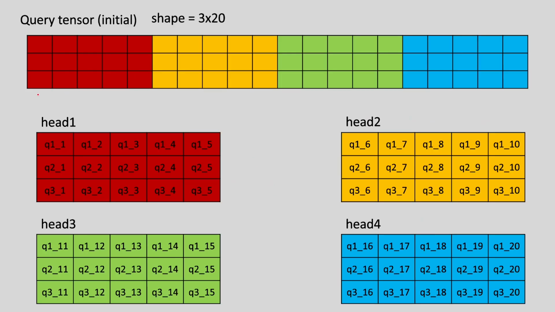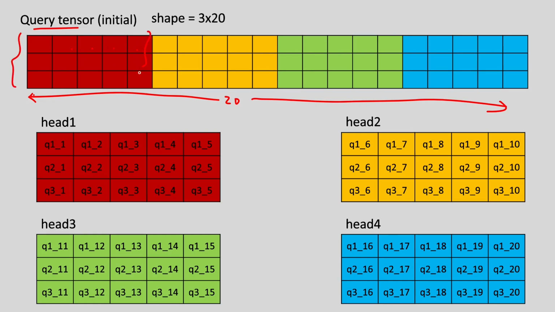Out here you can see these are 20 numbers. So this is the query tensor that we have seen. This is 20 over here, and you can count also: 1, 2, 3, 4, 5, and so 4 of them. So the red one is the first head. This will become your first head for the query tensor.